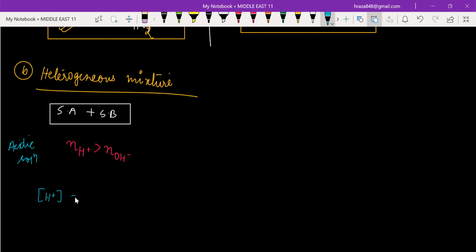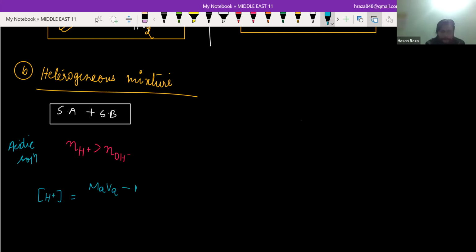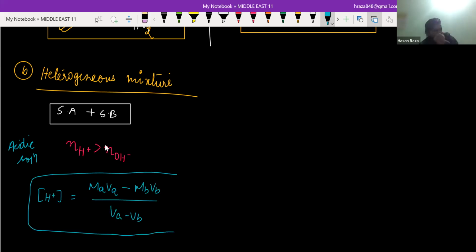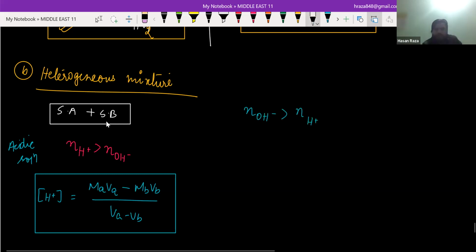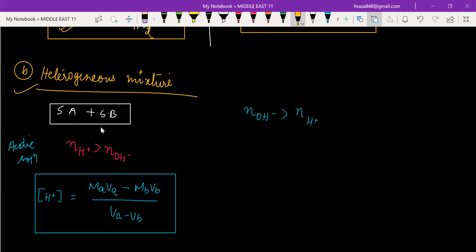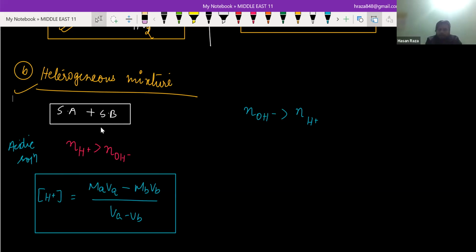Sir, can you repeat again? Wait a minute. Now see, heterogeneous mixture. That means a strong acid is mixed in a strong base, or a strong base is mixed in a strong acid. Is that clear? Yes, sir. Now there will be three conditions. The first condition will be number of moles of H plus greater than number of moles of OH minus. The second condition, number of moles of OH minus can be greater than number of moles of H plus. And the third condition can be number of moles of H plus equal to number of moles of OH minus.